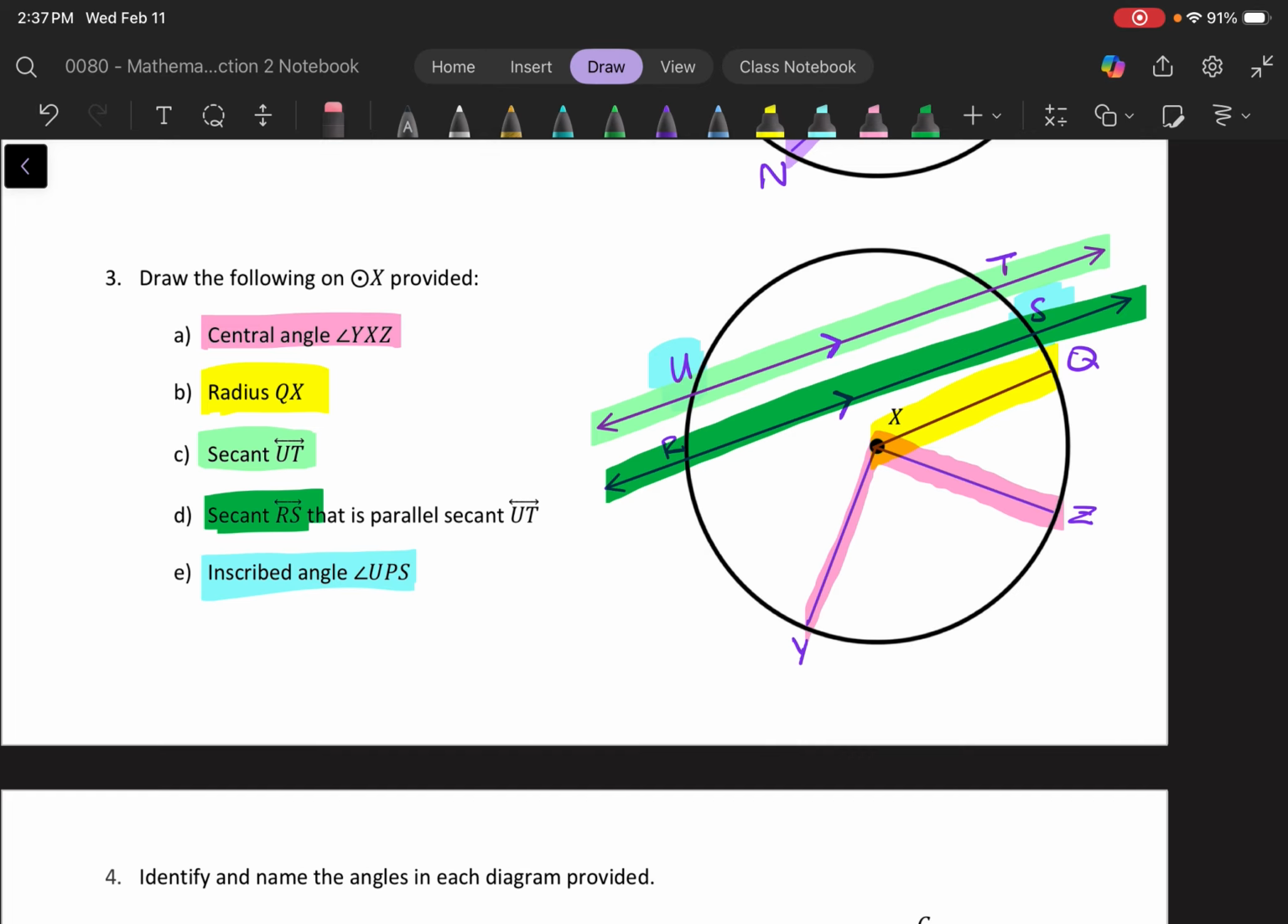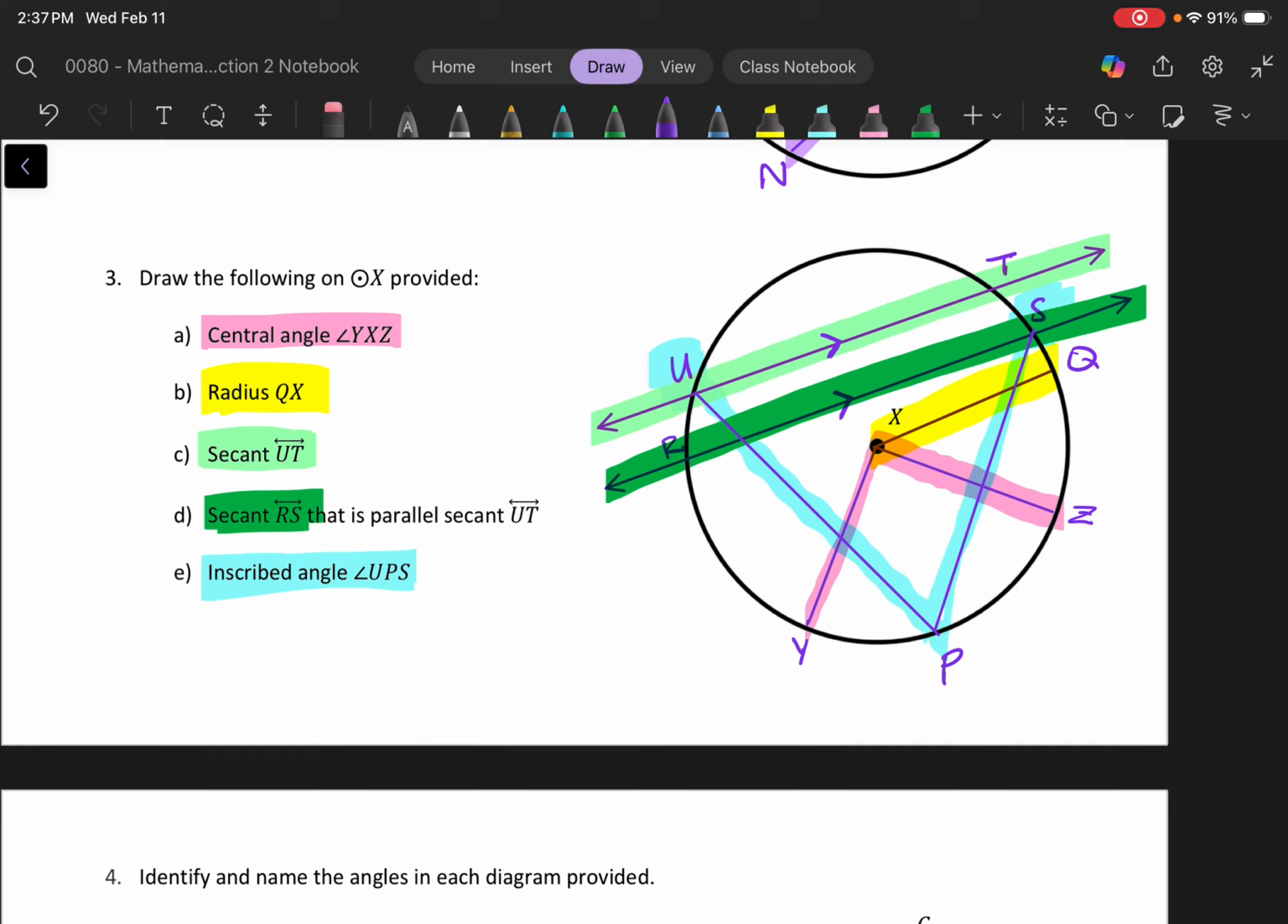When I take a look at the U and the S to help make my inscribed angle, remember an inscribed angle is made up of two chords. So I need to draw a chord starting at U. I need to draw another chord starting at S, and I need to connect those two chords together. So here I have U to what would be the middle, which I'll label P in a second, to S. And that would be my inscribed angle.